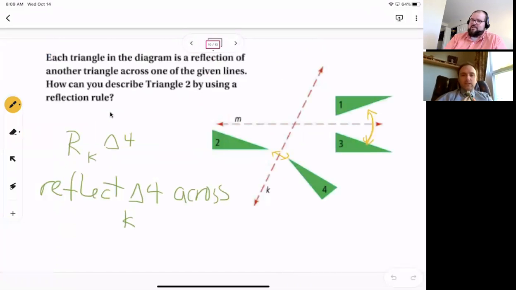So, if I look at this picture, I see another transformation going on. If I look at triangles 2 and 3, the orientation of those triangles is the same. So it looks like we took one triangle and just slid it to the other triangle. That would be a translation, which we have already talked about.